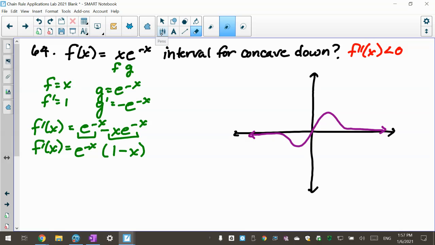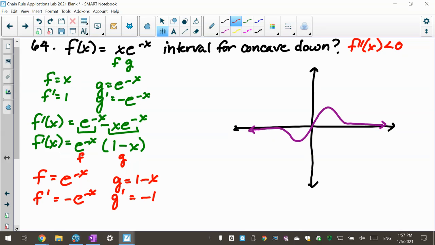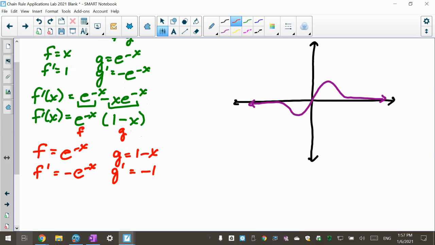So now I'm doing my second derivative, and this is my f and g for my second derivative. So I have f equals e to the negative x. F prime is going to be negative e to the negative x like we did above. G is 1 minus x. G prime is just going to be negative 1. So now I'm going to do my second derivative. So f double prime of x is going to be f prime g, so it's negative e to the negative x times 1 minus x, plus f g prime, so that's still negative, so it's going to be minus e to the negative x.